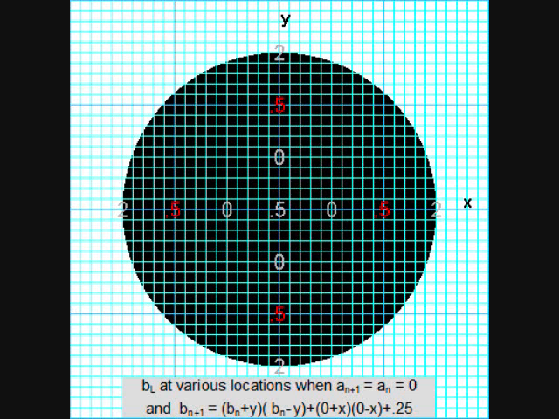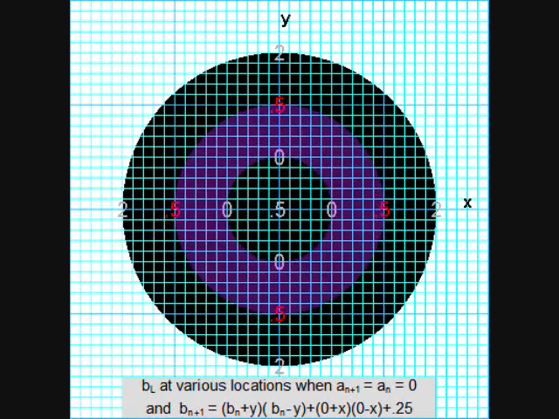System B has much different characteristics. At most locations on the xy coordinate system, B does not quickly evolve to a fixed value. This figure shows a few locations on the x and y axes where B does quickly become 2 or remain at 0. At the origin, B slowly evolves toward plus 0.5, and at plus 1 and minus 1 on the x and y axes, B slowly evolves towards minus 0.5, as shown.